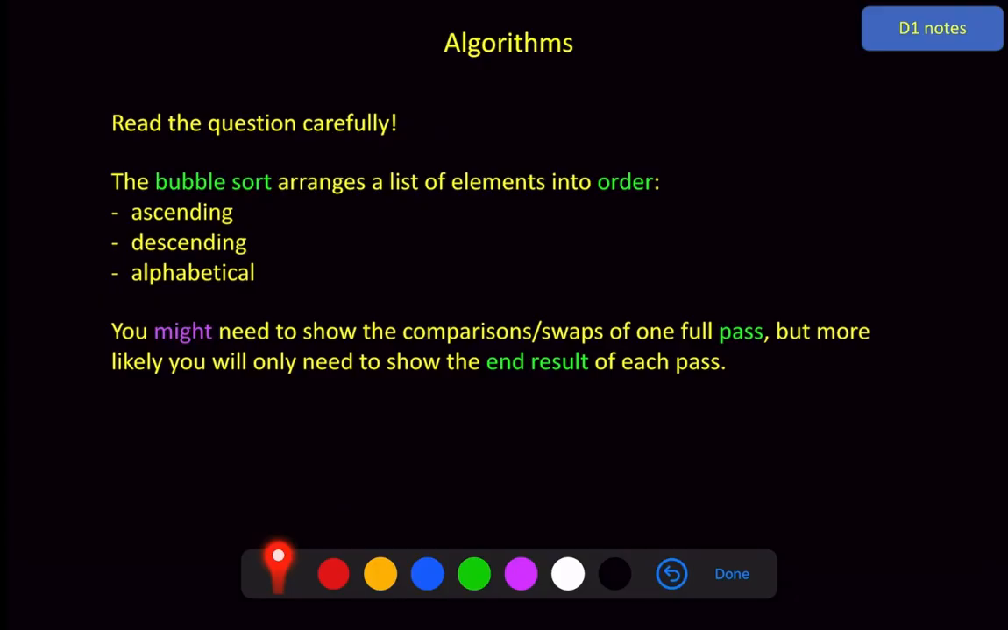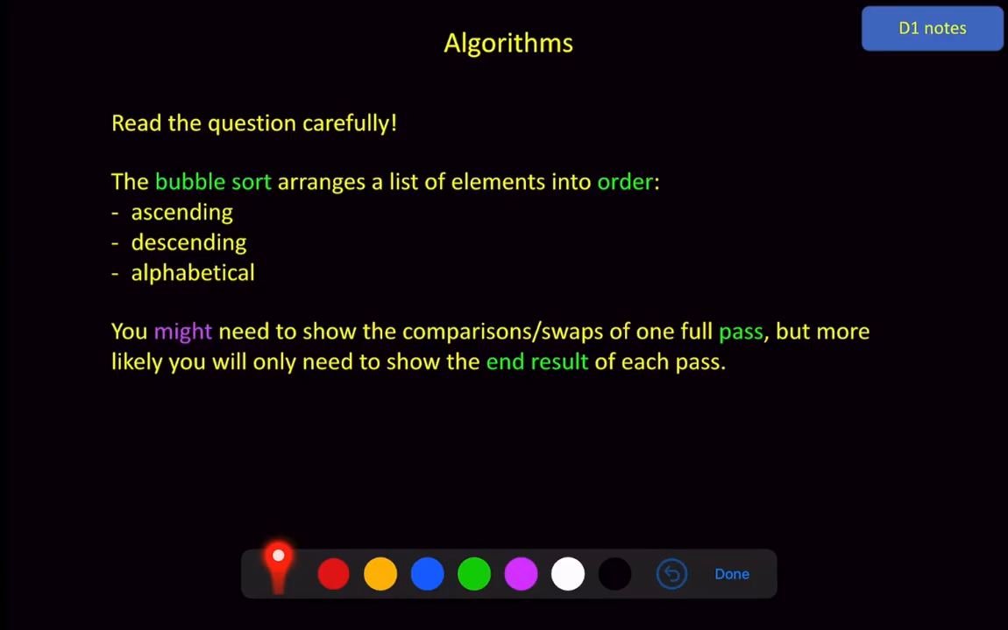If you don't, don't just do it just in case, because it's quite time consuming and you don't want to waste that time in the exam. So be clear, do you need to show these for one full pass or not? You'll never need to do more than one full pass with this. And hopefully you won't even need to do that, just the end results. But you might not even need to do the full bubble sort. Sometimes you just need to do 2 or 3 passes.